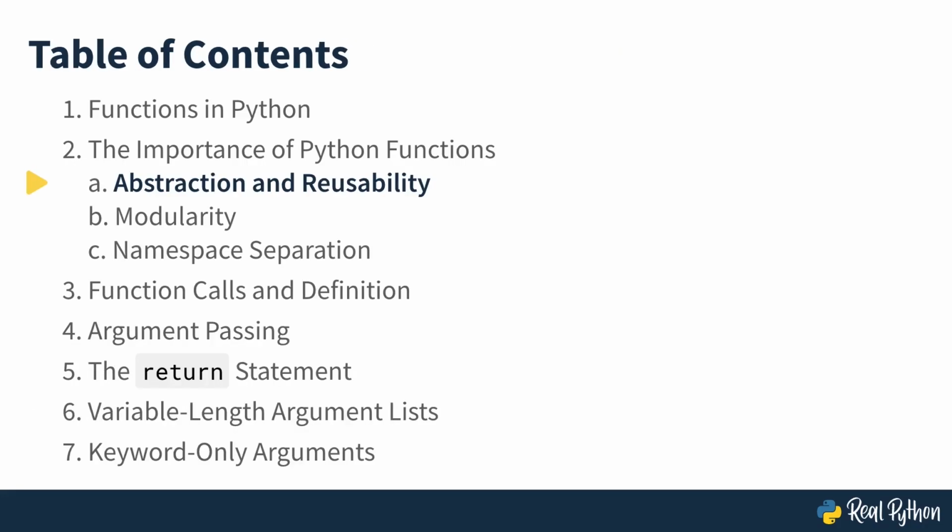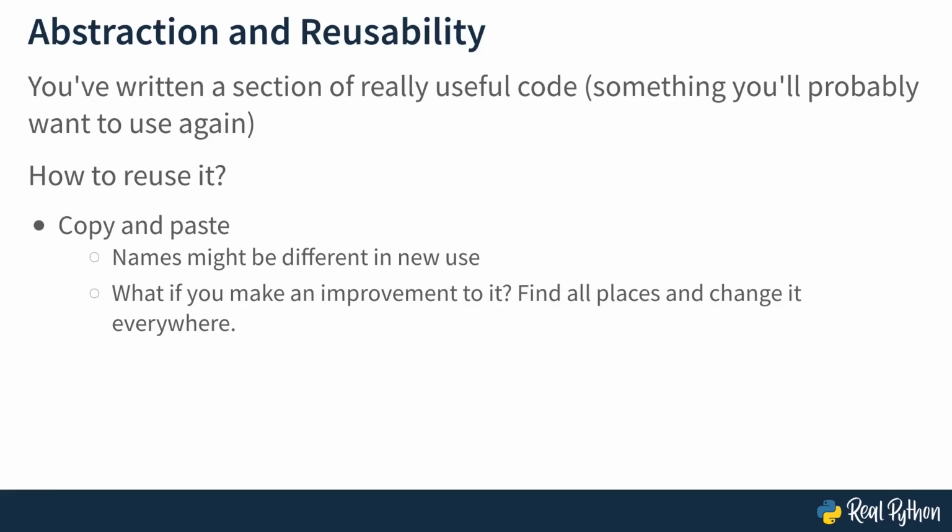Well, one reason would be for abstraction and reusability. Suppose you've written a really useful section of code, something you're probably going to want to use again. How would you reuse it? Well, the first thought might be to just copy and paste it. A problem with that is that the names may be different in each new place you use it. So you'd have to change all of the variable names or whatever other references it used. And then suppose you find a better way to perform that task. Now you have to go back and make that change everywhere that you're using that particular section of code. So perhaps this might not be the most efficient way to reuse code.